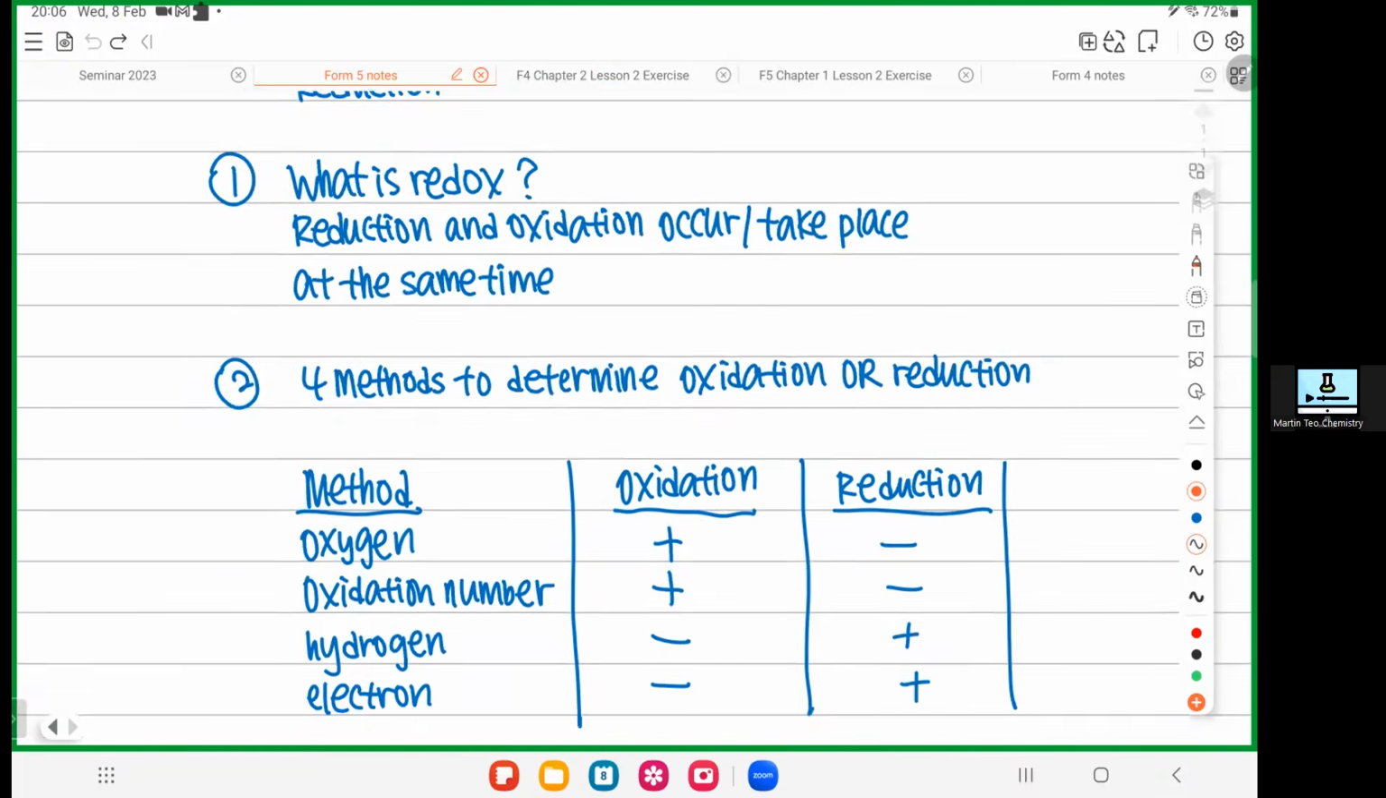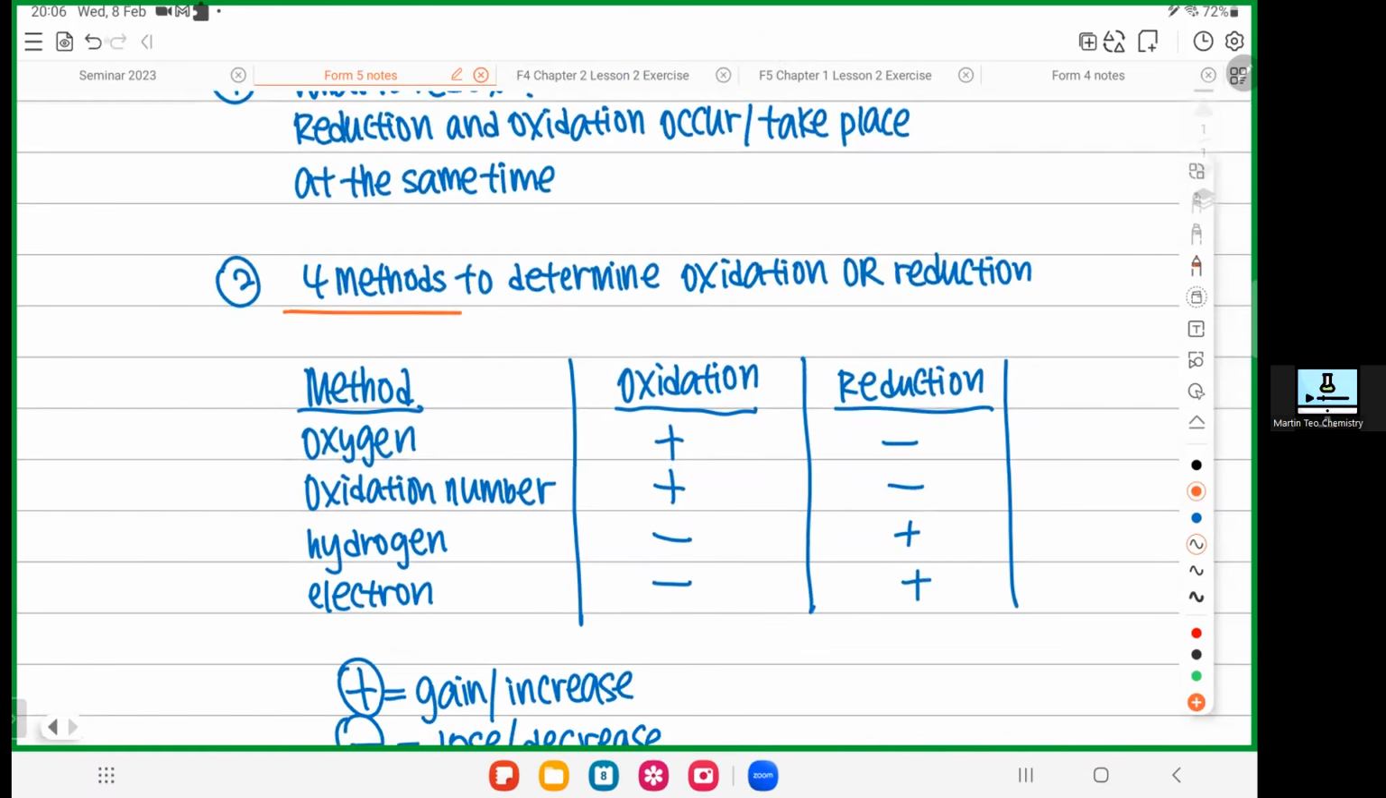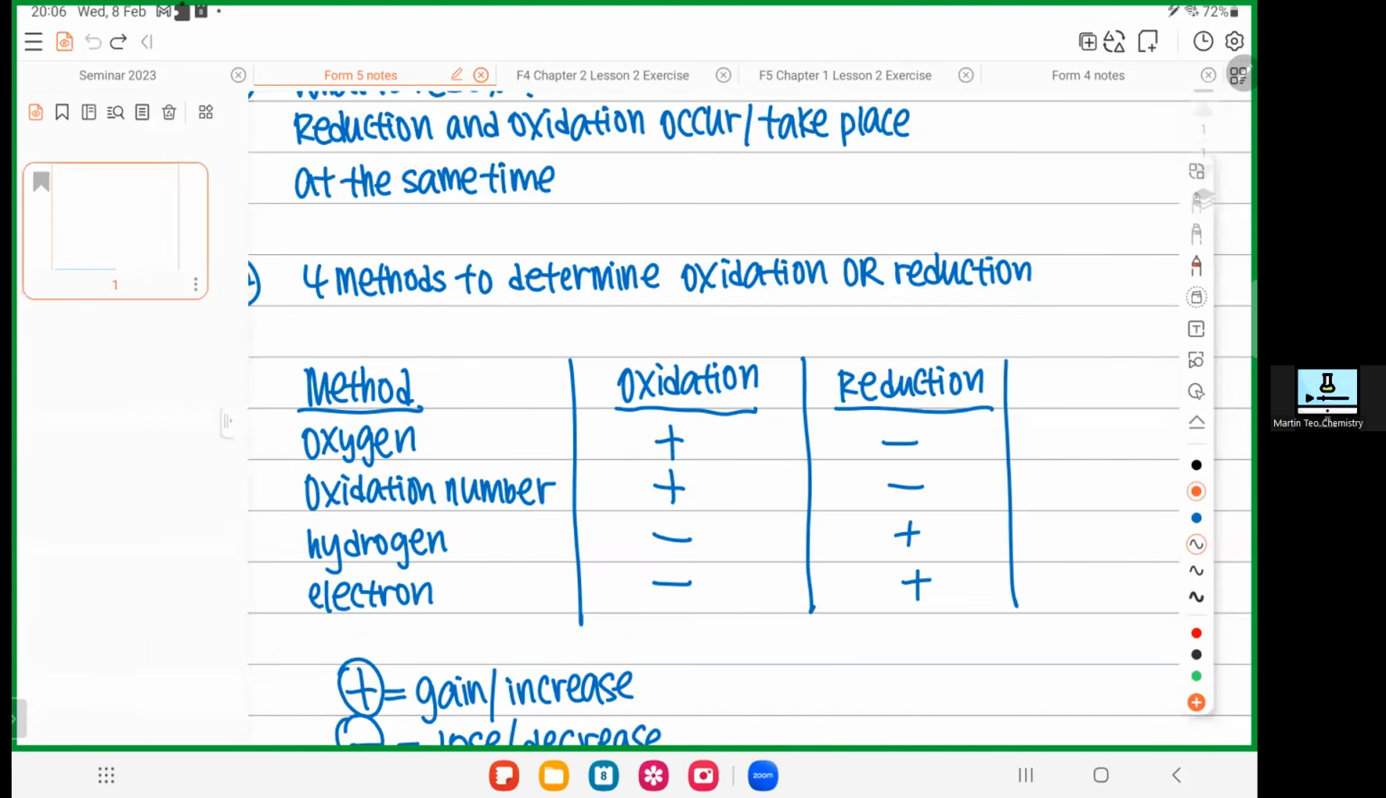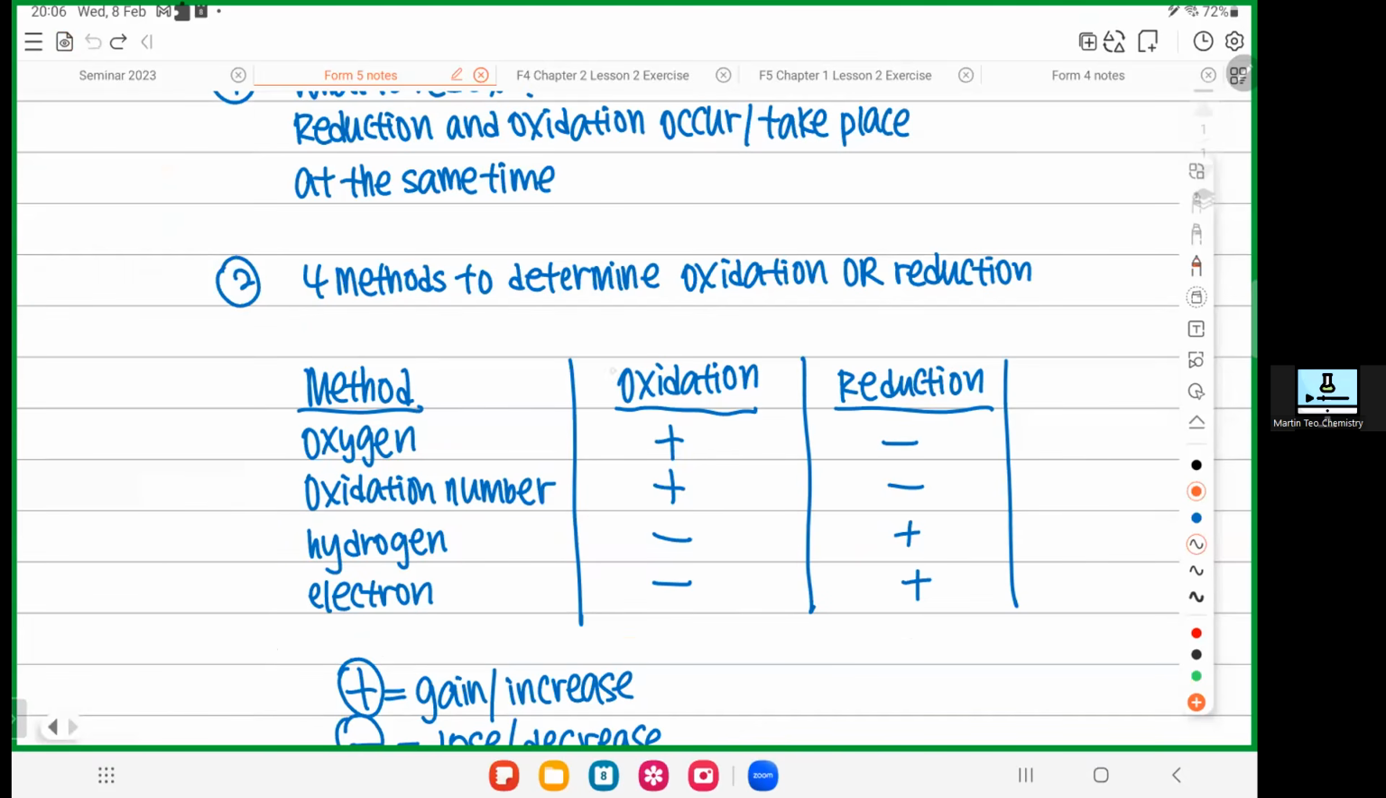Number two, we learned that there are a total of 4 methods to help us decide whether the process is oxidation or reduction. We can use the oxygen method, oxidation number method, hydrogen method, and electron method. I mentioned in the last lesson how to memorize this by looking at the first letter. If the first letter is the same, put a plus. If the first letter is different, put a minus.